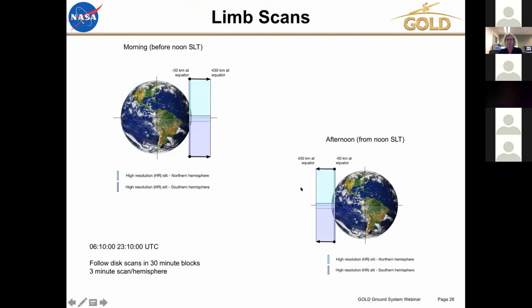In the afternoon, we just perform the same operation on the western limb, since that is the portion of the limb that is illuminated by the sun.